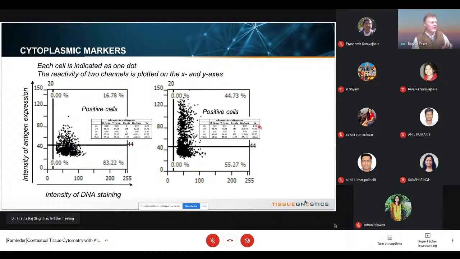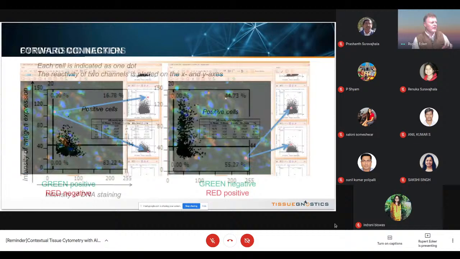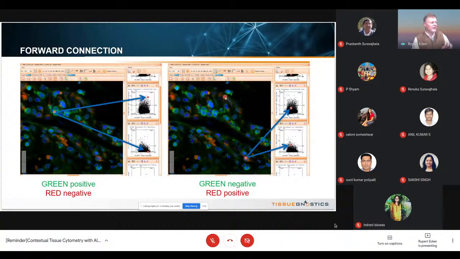One of the features that our clients around the world appreciate most is the ability to track back and forth individual cells from virtual slide to data space. So we have here, for example, a renal allograft rejection. The cells in green are T cells, in red are monocytes. And if we click on the green cell, we see it's blinking here, green positive, red negative. If we click on the red cell, it's green negative, red positive. So red is monocyte.